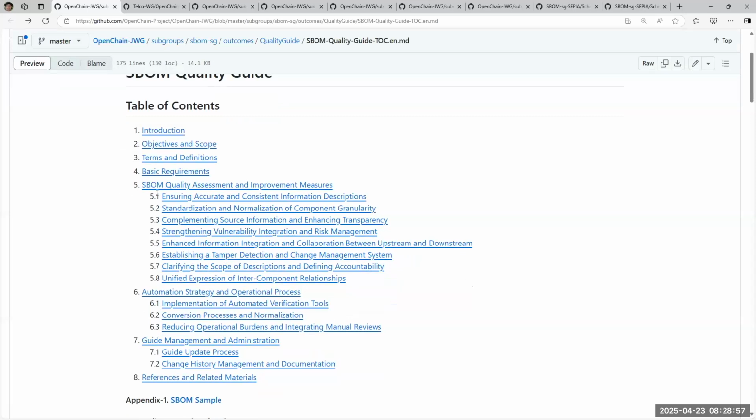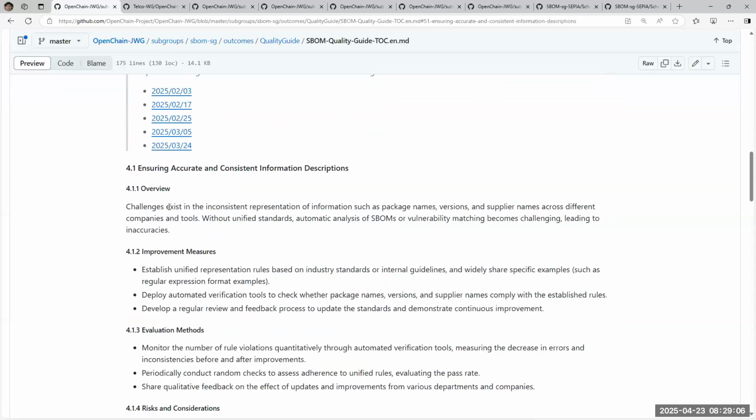Okay, so we have time. So I will introduce some items this time. The first challenge is ensuring accurate and consistent information descriptions. We've already discussed this in past meetings, but there are challenges in the inconsistent representation of information. The content of the SPDX and SBOM values, such as package names, are sometimes different. Also, for almost the same packages, the version representation is in a different format. In some cases it's just 2.3, but some packages are described as V2.3 and so on. And supplier names differ across companies and tools.